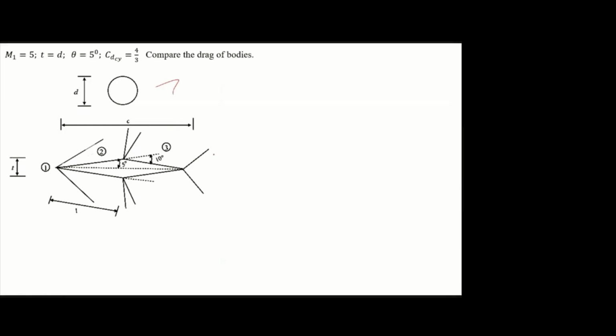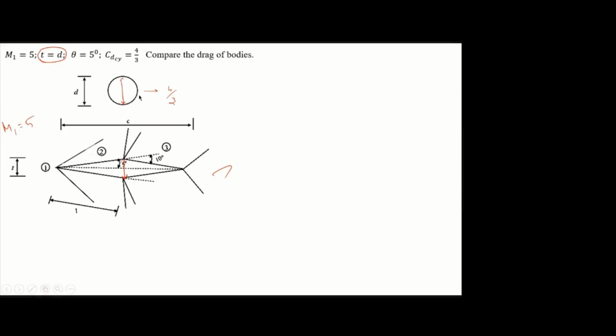Right? Okay. So here we are comparing the drag of two objects. One is a cylinder with diameter D, and the other is a diamond shaped aerofoil with a theta of 5 degree. Here also the thickness is equal to the diameter. We know the free stream Mach number is 5, the same for both models. Additionally, they have given CD of the cylinder, which is 4 by 3.